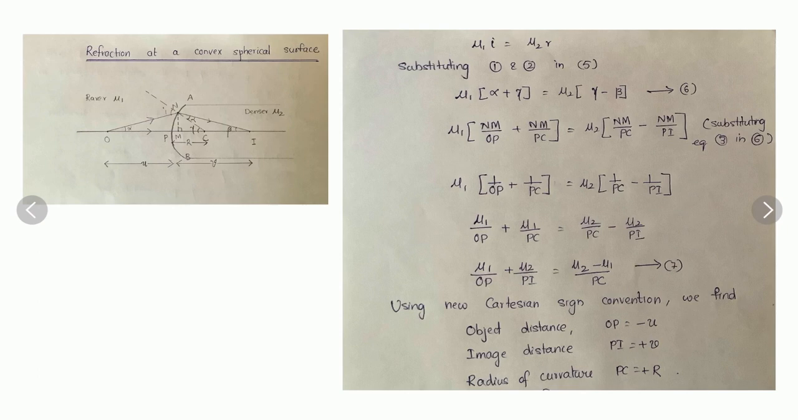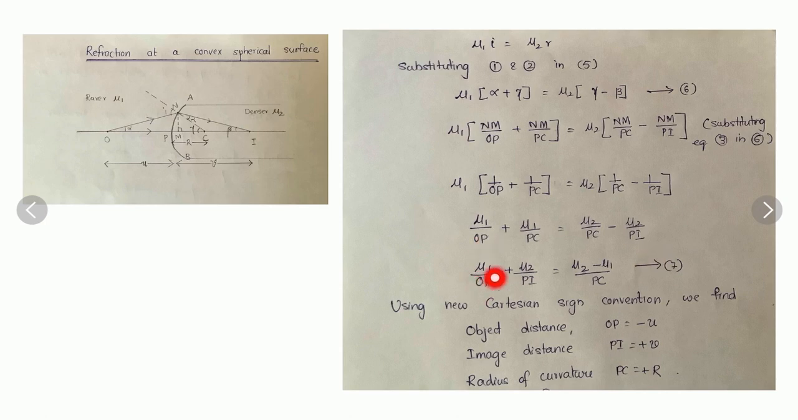Then in all these things, if you see Nm is common in the numerator, you can cancel Nm from the 4 terms because it is common in 4 terms. So after cancelling Nm, we get mu1 into 1 by Op plus 1 by Pc is equal to mu 2 into 1 by Pc minus 1 by Pi. Then mu 1 by OP plus mu 1 by Pc is equal to mu 2 by Pc minus mu 2 by Pi.